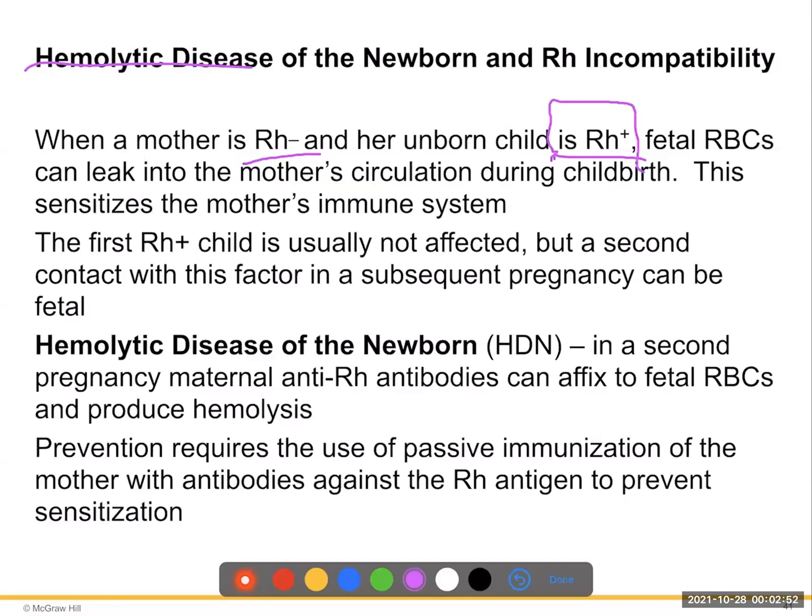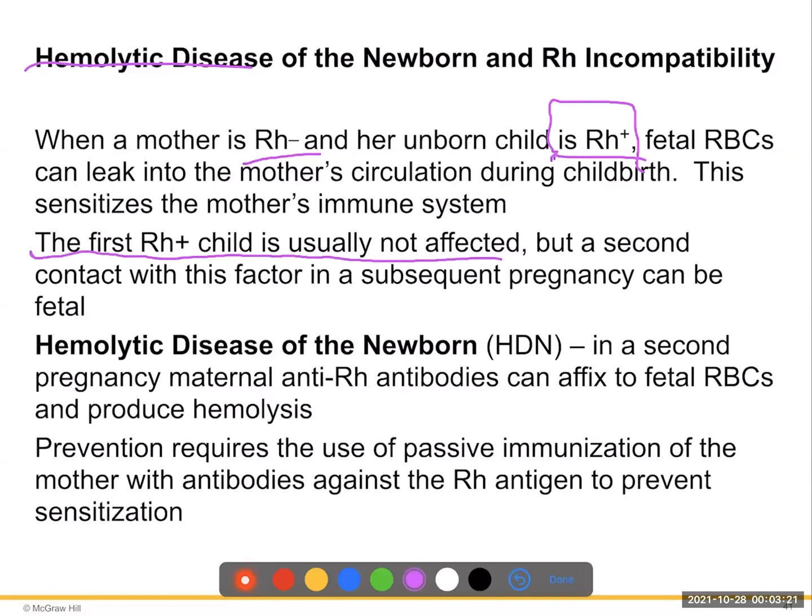So fetal red blood cells can leak into the mother's circulation during childbirth. During a normal pregnancy, the bloods don't mix. You have the placental barrier, it can exchange gases there, but you're not transferring blood of the fetus to the blood of the mother and vice versa. So during childbirth, you can get mixing of the blood systems. This sensitizes the mother's immune system, like we said. So the first Rh positive child is usually not affected.